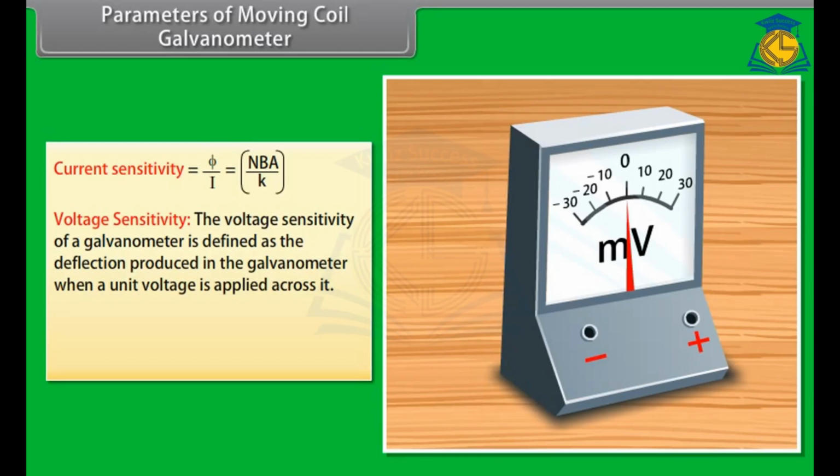The voltage sensitivity of a galvanometer is defined as the deflection produced in the galvanometer when a unit voltage is applied across it. Voltage sensitivity is equal to phi upon V, which is equal to NBAI upon KV.